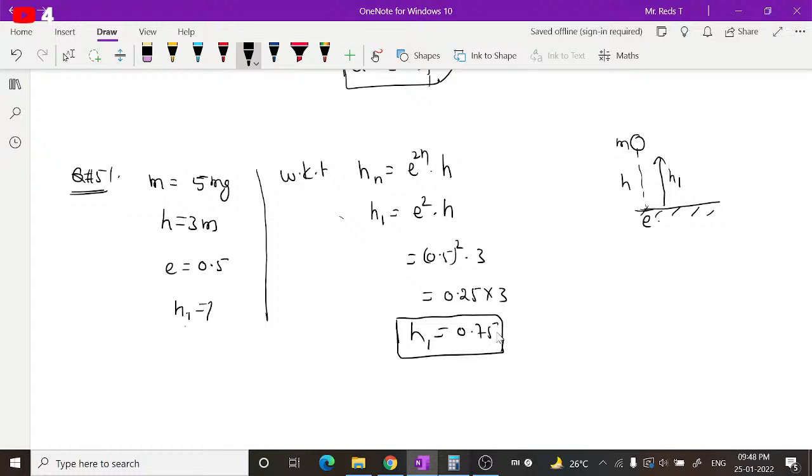Only 0.75 meters. If it has fallen from 3 meters height, after first impact it will not even rise 1 meter, just 0.75 meter. That is the meaning of it. So it will rise to a height of 0.75 meter after first impact. Note it down.